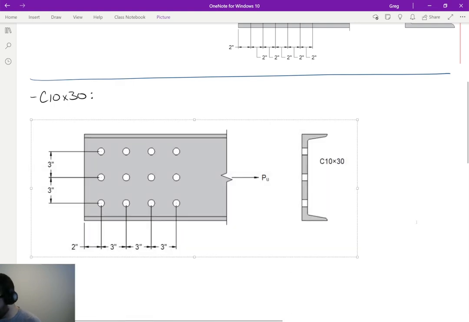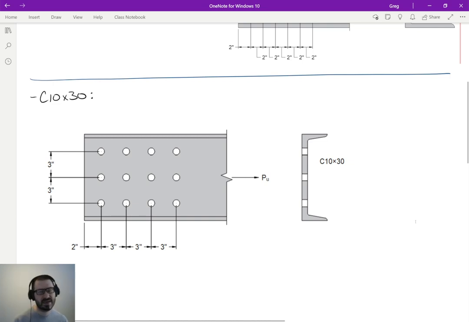Okay, so here's the shape that we're going to look at. The first thing we need to do is identify which shear lag cases are applicable for this element. We have a C10 by 30, or a channel, and it is connected via the web. But notice how the flanges on the top and bottom are not connected. So that's very important.